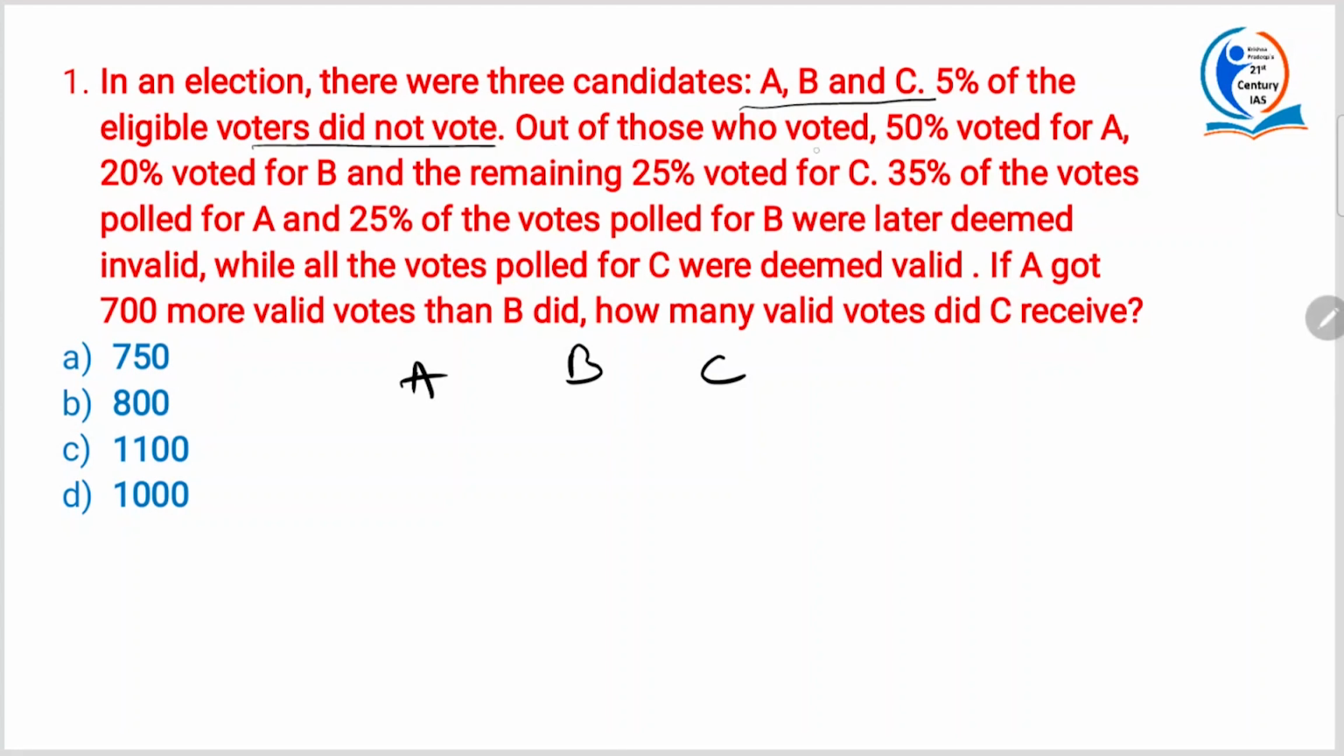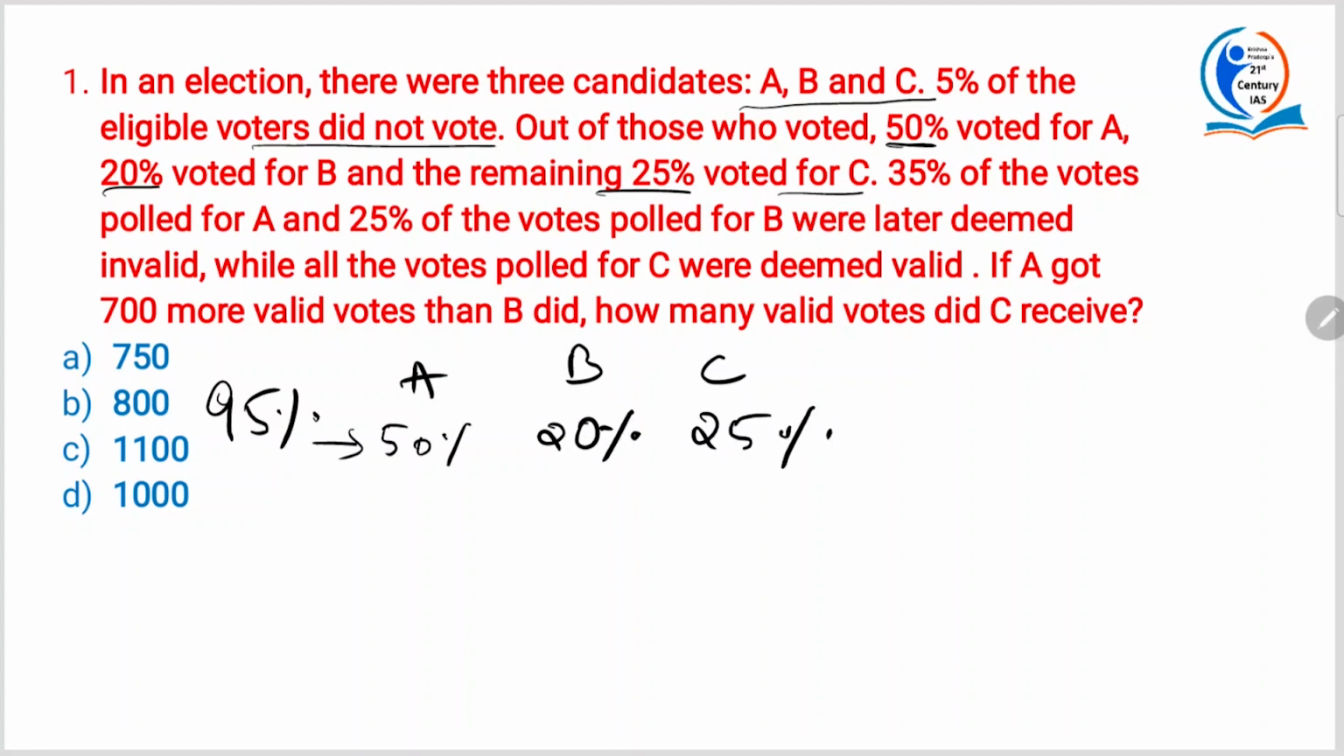Out of those who voted, which means only 95% of the voters voted. Out of those who voted, 50% voted for A, 20% voted for B, and the remaining 25% voted for C. Which means this 95% was split like this: 50% voted for A, 20% for B, and 25% for C. This is clear, right?